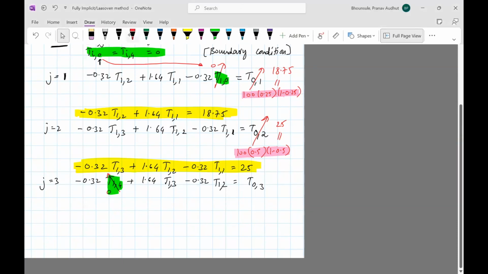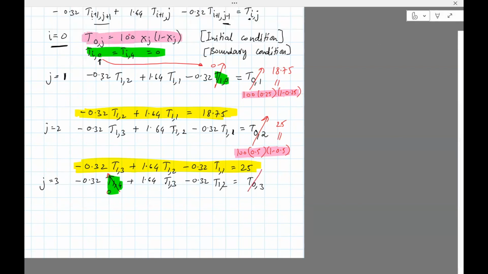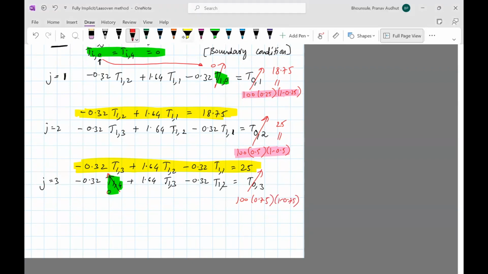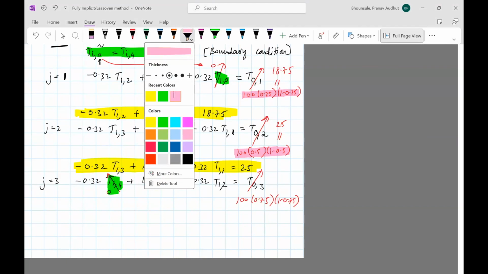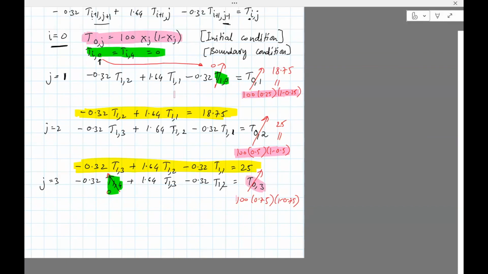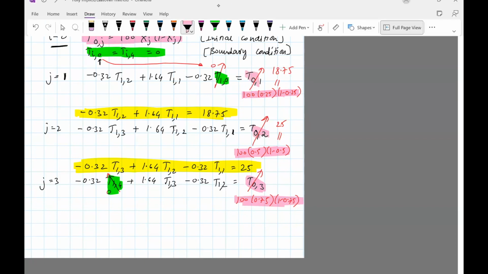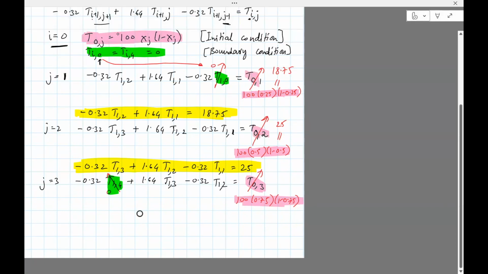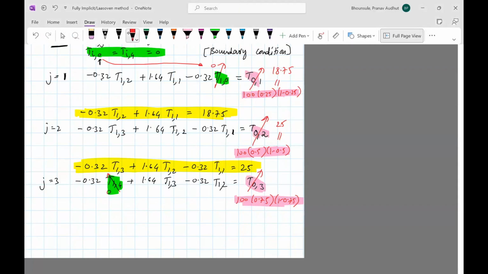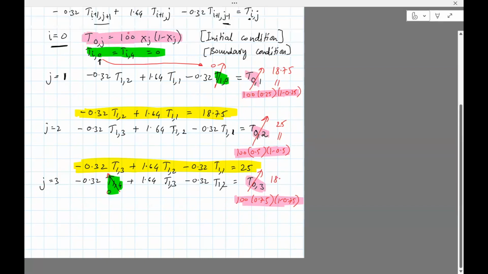T0,3 can be rewritten as 100 times xj, where j is 0.75, times 1 minus 0.75. Okay, this comes from the thing highlighted in pink. So the math on this will give you 18.75.